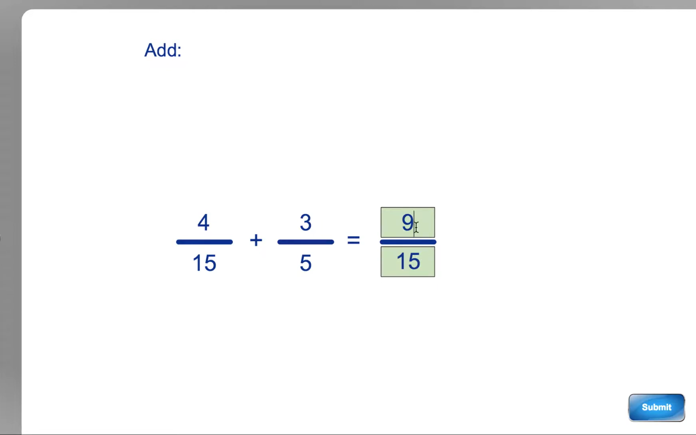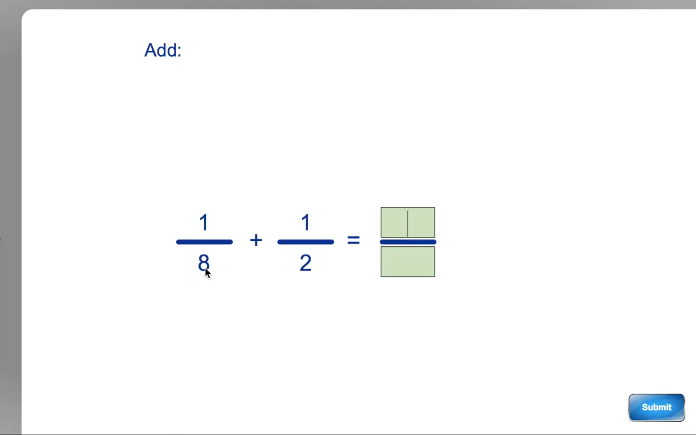It's equivalent to 9/15. Now we've got a much easier sum to do, because we could do 4/15 plus 9/15. Well, 4 and 9 is 13/15. So by doing this sum, by making this fraction into an equivalent fraction, it was then very easy to add them together. Just very simple addition.